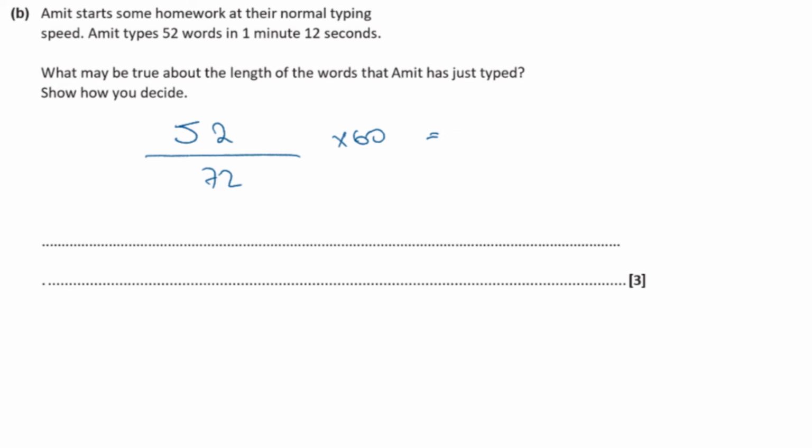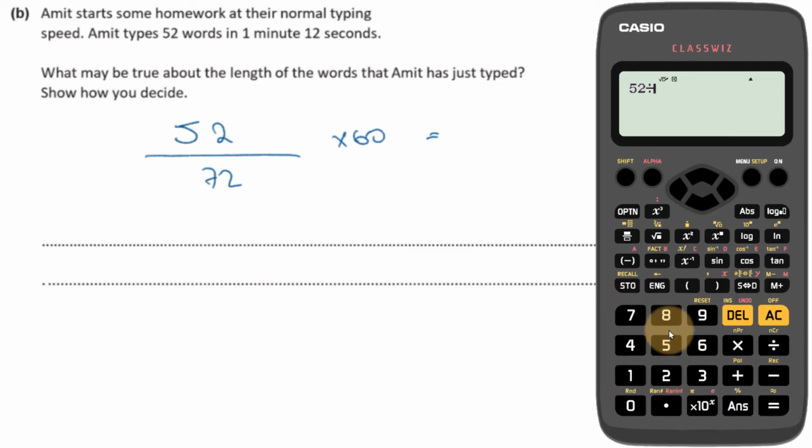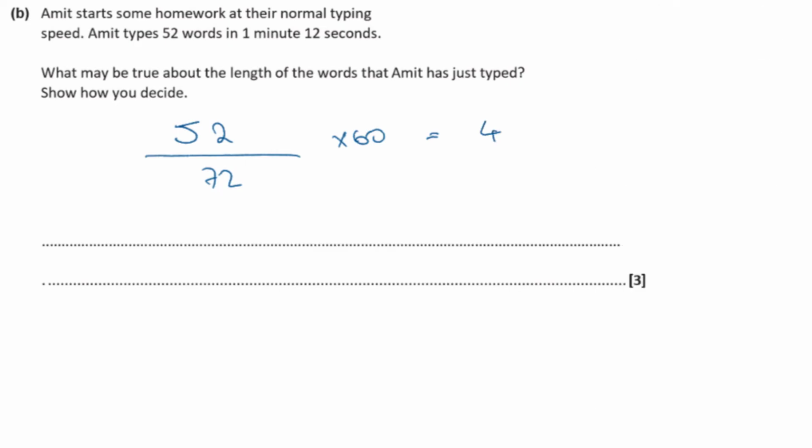Okay, so 52 divided by 72 times by 60 comes out to be about 43 1/3, which equals 43.3 recurring words per minute.